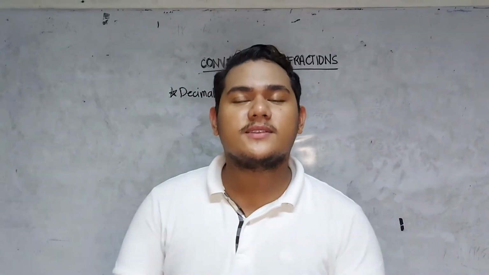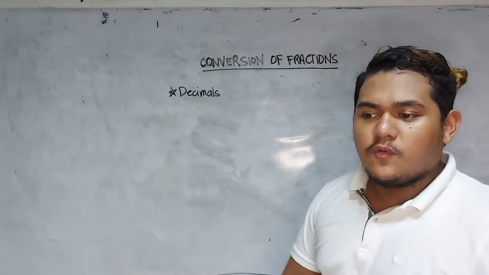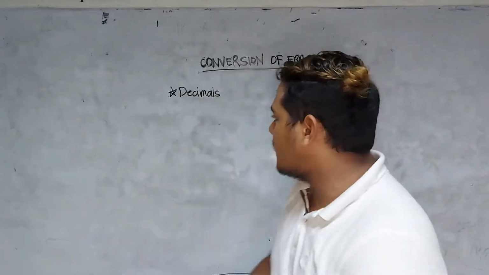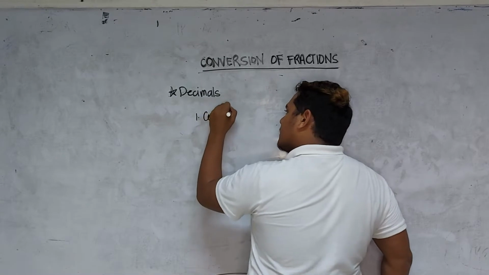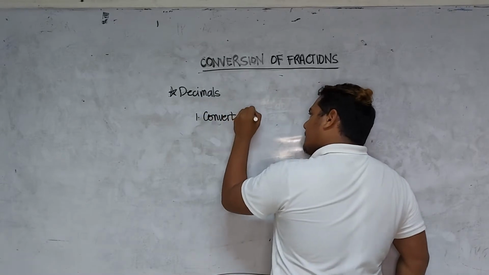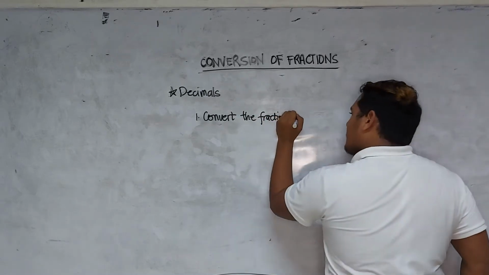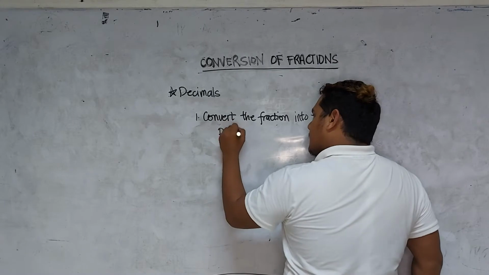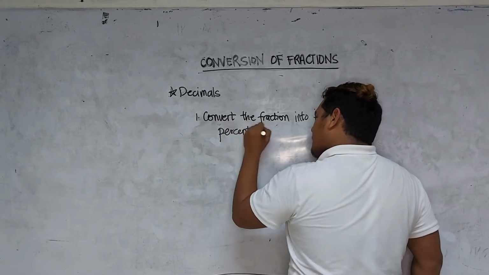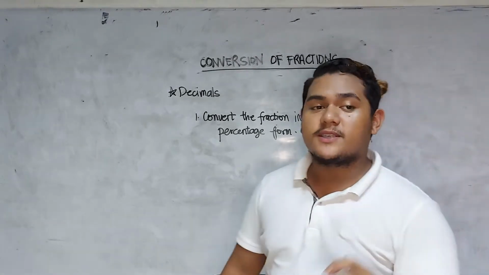Good afternoon, everyone. Now let's go into how do we convert fractions into decimals. The first step in converting fractions to decimals is to convert the fraction into its percentage form.